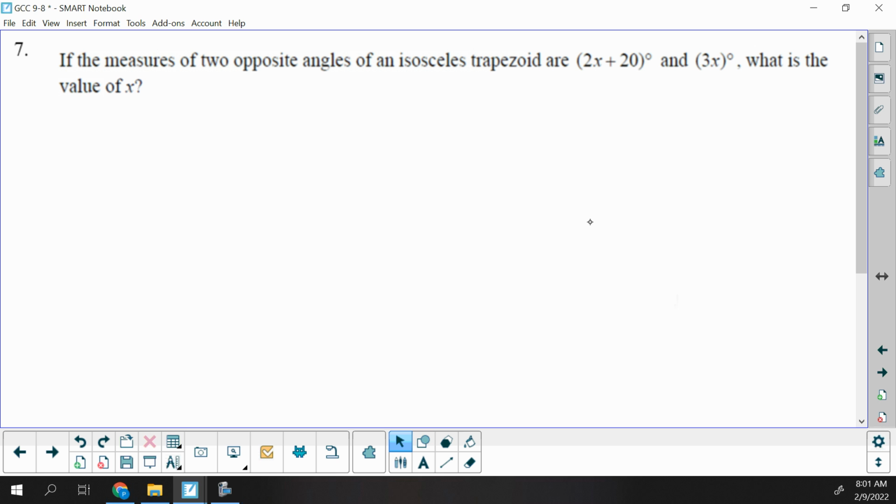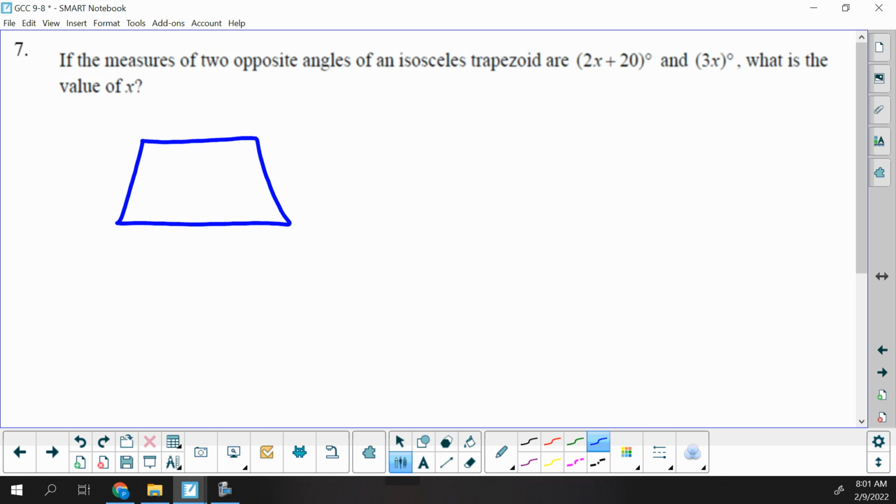All right, we've got an isosceles trapezoid. Whenever you aren't given a picture, it's a good idea to sketch that picture. So let's draw ourselves an isosceles trapezoid. 2 opposite angles, we have 2x plus 20 and 3x. So maybe I'll label the 2x plus 20 here, and I'll label the 3x there. Since it's isosceles, we know those are the same.